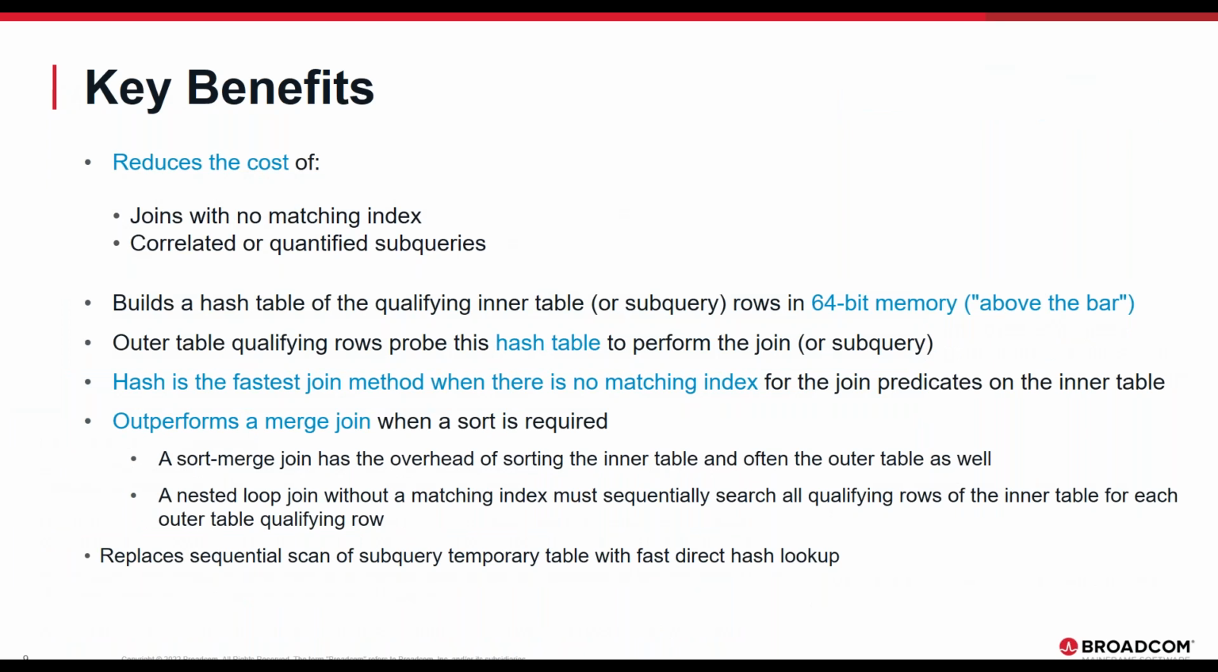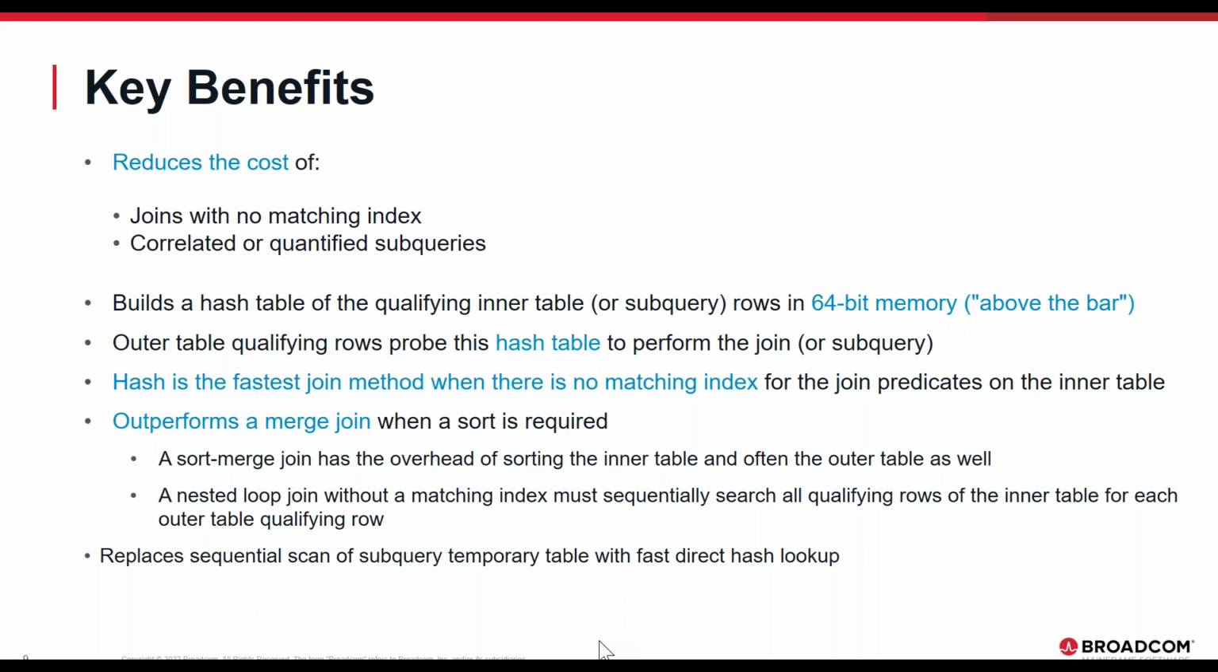Yeah, so as I said, it's mostly used for joins where you have no matching index, and it is also used for correlated quantified subqueries that build up possibly a large number of entries for the subquery, which before that would be in a temporary table that would have to be sequentially searched. But with the hash, of course, it's very fast to probe that table directly, and can make a world of difference for those subqueries as well as joins. So it is the fastest method when there's no matching index.